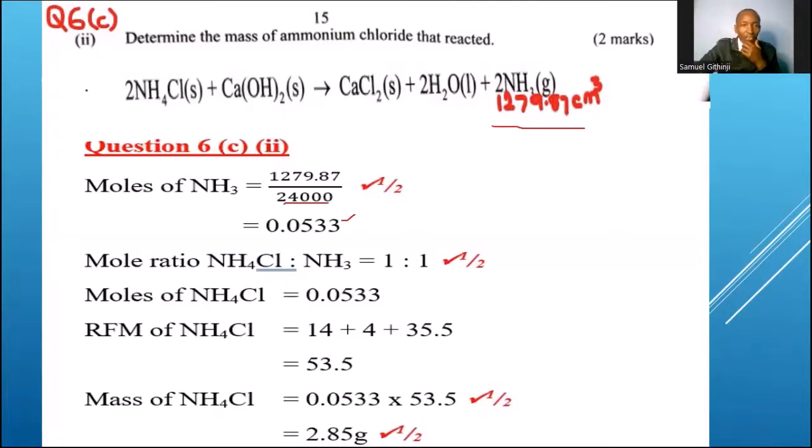With that, you get the number of moles. If we have the number of moles, we can use the mole ratio. It is 2:2. Otherwise, we can say it is 1:1. Remember, our interest is ammonium chloride. Moles of ammonium chloride, therefore, is the same as the number of moles of ammonia. Relative formula mass of ammonium chloride, as I've done, is 53.5. Mass, therefore, will be moles times RFM. And with that, you work out and get the answer there.